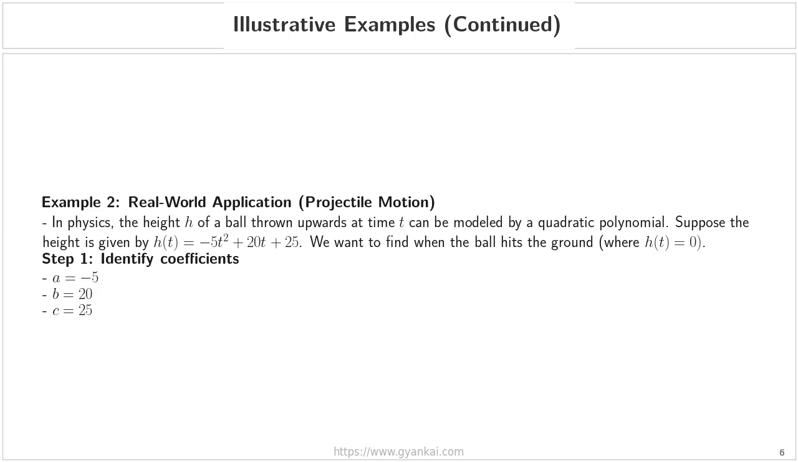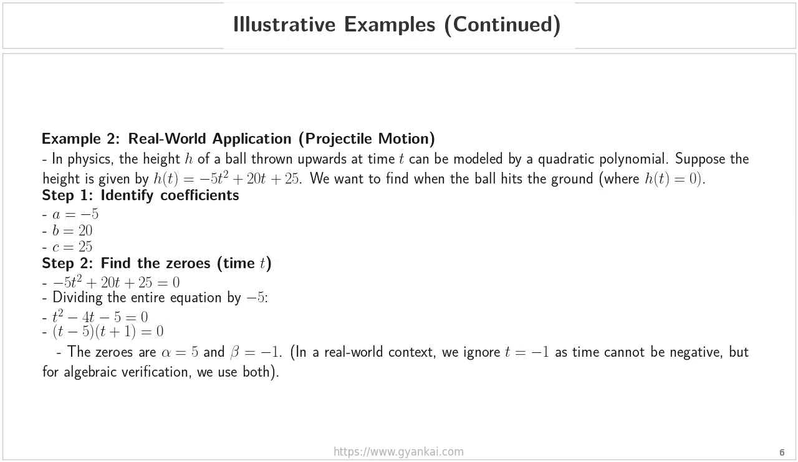Step 1, identify the coefficients. Looking at our equation, we can see that a equals negative 5, b equals 20, and c equals 25. Step 2, find the zeros for time t.